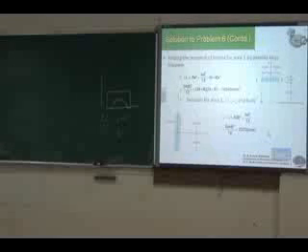The centroidal axis for the first rectangle is 1 dash. The moment of inertia about the centroidal axis for a rectangle is bd cube by 12, and about the base it is bd cube by 3. In the previous problem, we used the formula bd cube by 3, that is about the base.